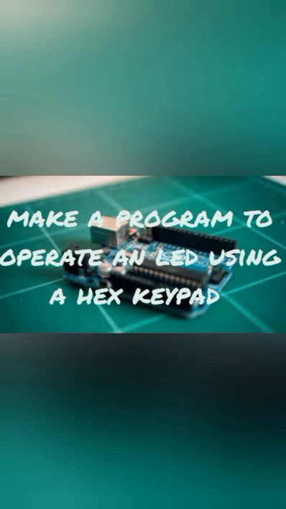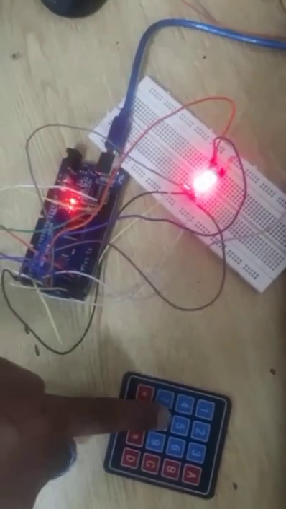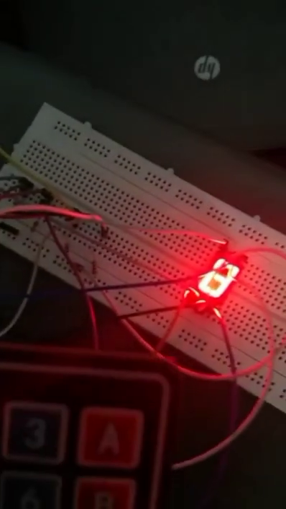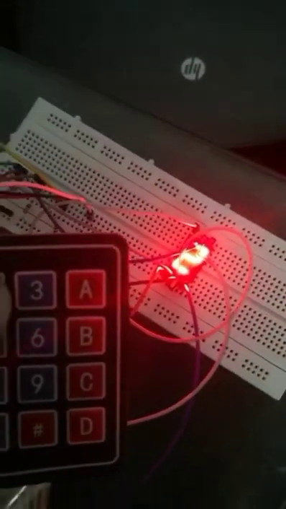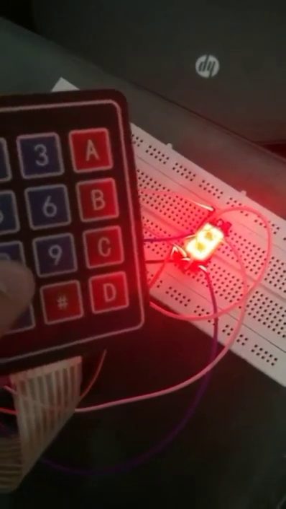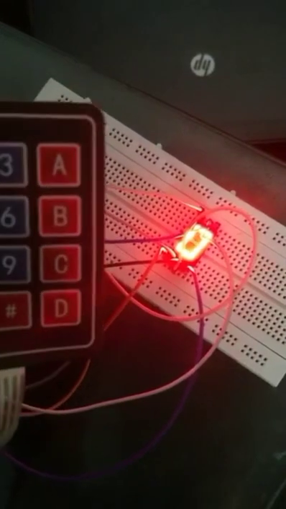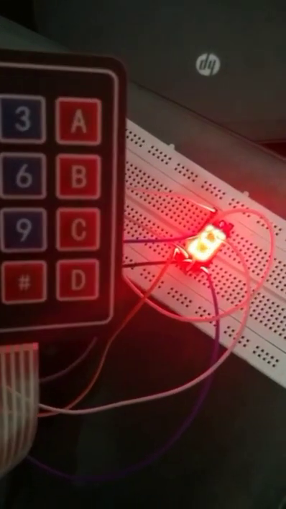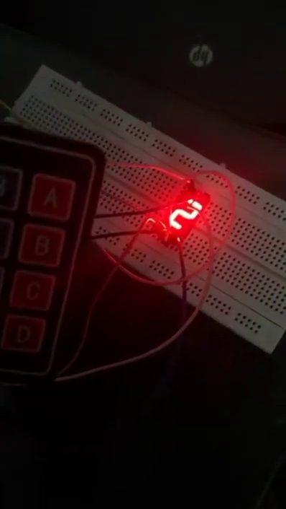So we will have to make a program to operate an LED using a hex keypad. Now we will see that the hex keypad is working. After pressing 2, the 2 is appearing at the output, and then pressing A, it appears at the output as well, and then you will see the 0. The respective integer is appearing at the 7 segment display.